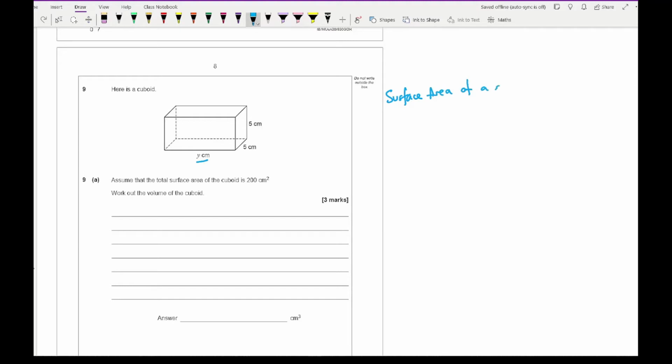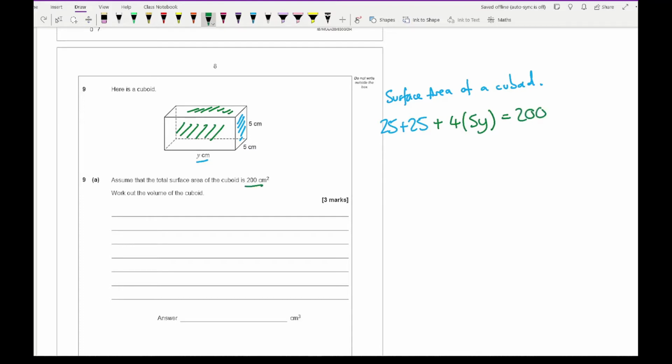of a cuboid, well, that's going to be 2 lots of this plus 2 lots of this plus 2 lots of this, recognizing that this top side is actually the same as the front view. So what we've got is 2 lots of the blue, so we just write that. So we've got 25 plus 25 plus 4 lots of 5y, and that all adds up to 200.